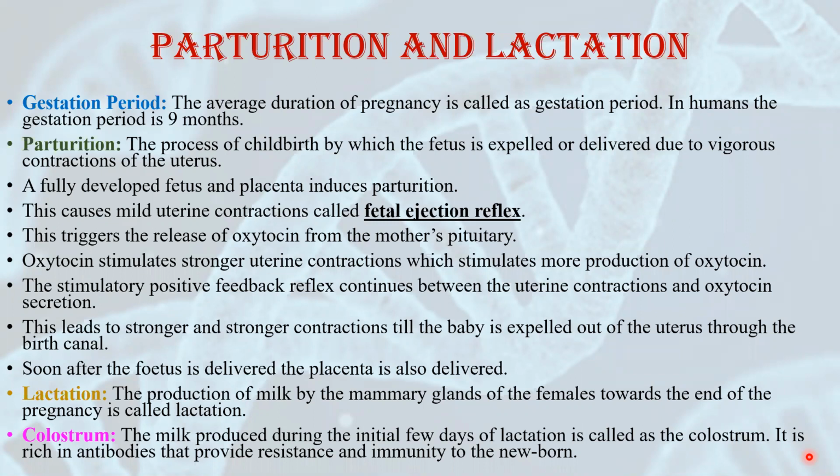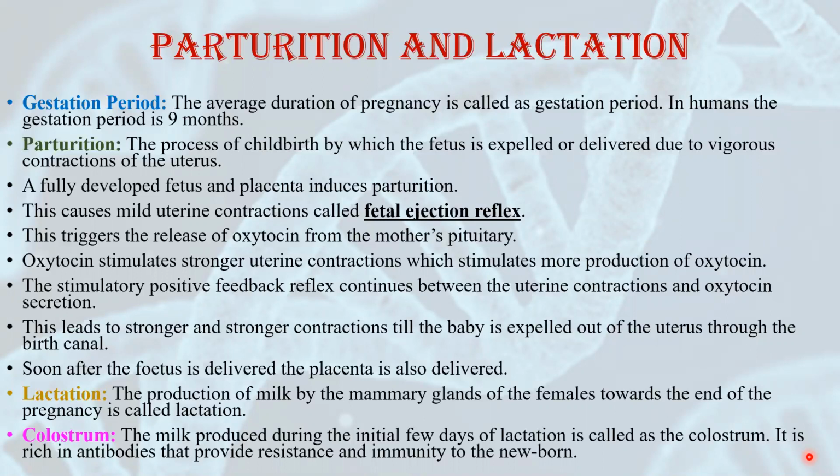Now before parturition, you have to understand another term, that is gestation period. What is the meaning of gestation period? The average duration of pregnancy. It is known as gestation period. In humans, the gestation period is around 40 weeks, or in months, you can also tell it as 9 months. After 9 months, the parturition occurs.